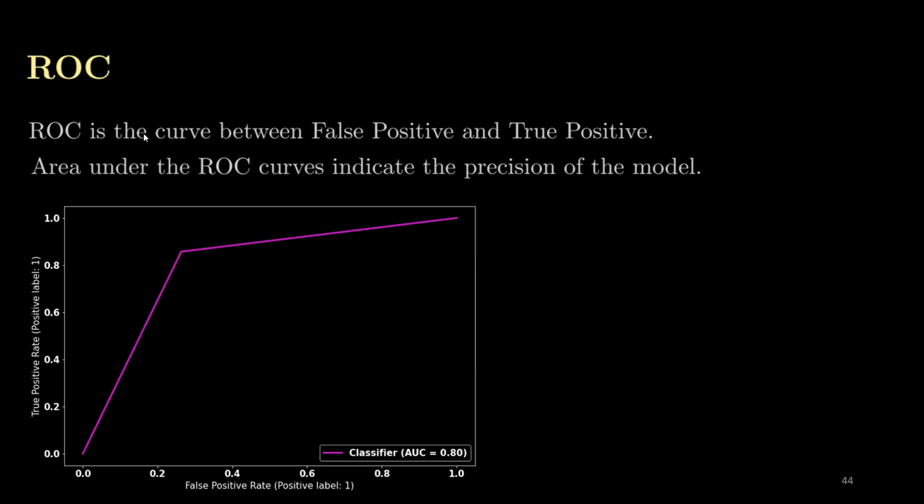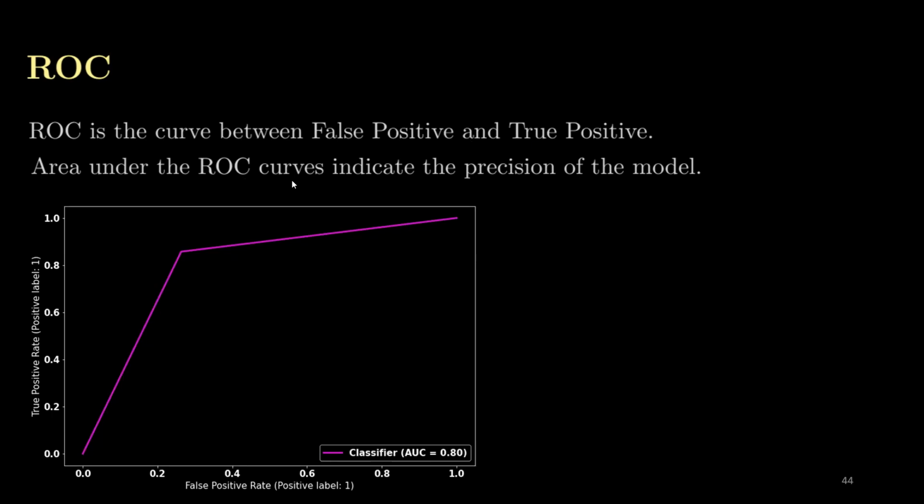So basically in ROC, we only use the positive labels predicted by the model. The false positive labels are also predicted by the model, and the true positive labels are also predicted by the model. So the ROC curve is between the false positive and the true positive.